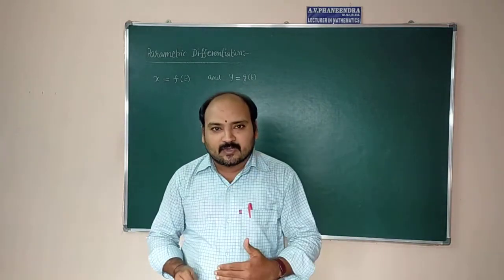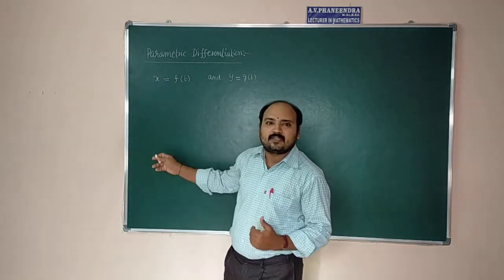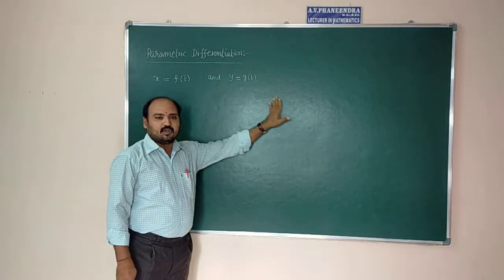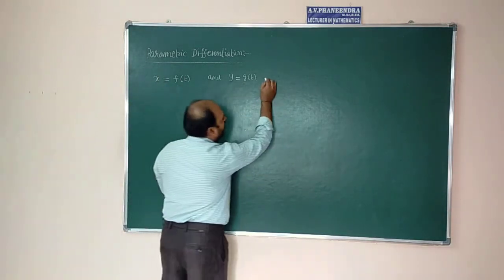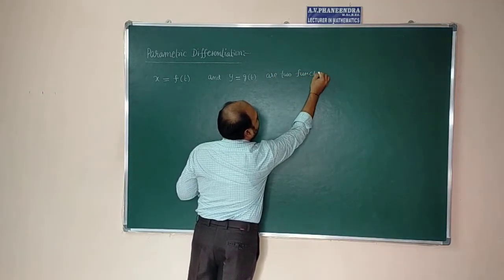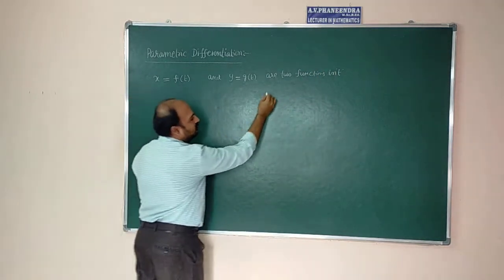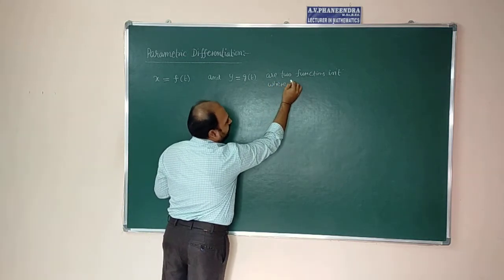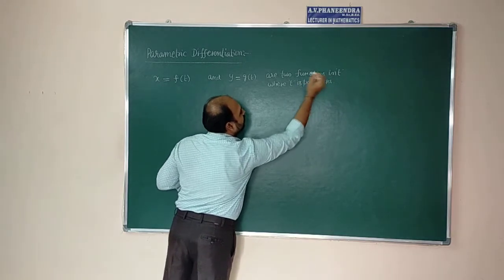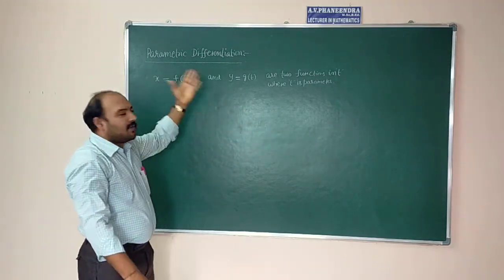Differentiation of y with respect to x means dy by dx. Differentiation of x with respect to t means dx by dt. So first, x is equal to f of t and y is equal to g of t are two functions in t, where t is a parameter. To evaluate the derivative of this type of function is called parametric differentiation.